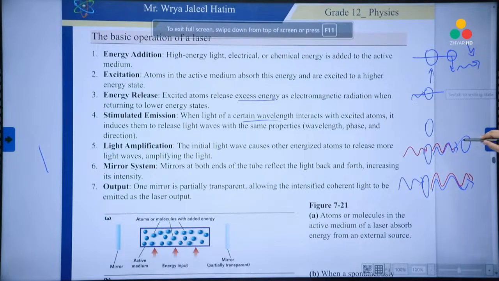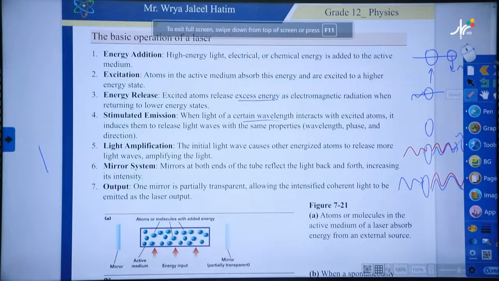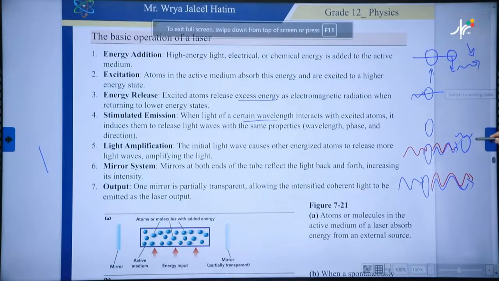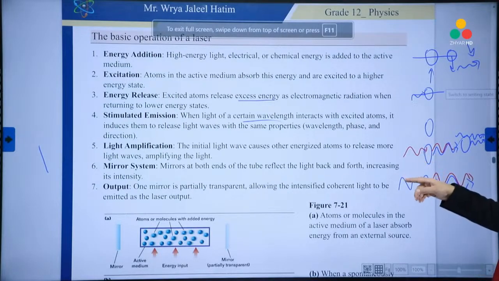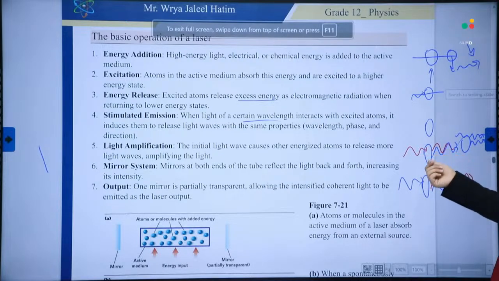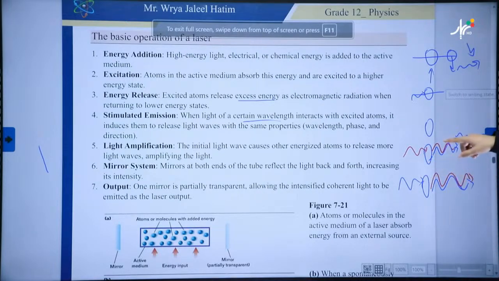And one here as well encounters this one here, so we will get two light waves here. Let's make this one a little bit proper. Each one of these lights, where electromagnetic waves encounter one electron or one excited atom, will give us two waves. So imagine if one gets two here and then one gets two here. Eventually we get a bunch of light waves moving back and forth. Why back and forth? Because we have mirrors.